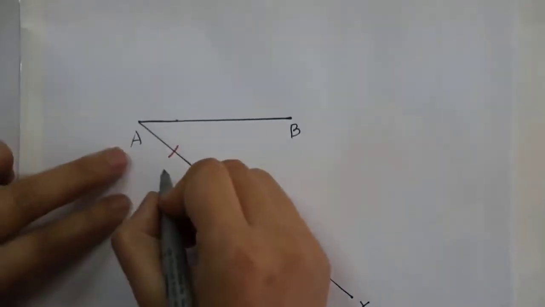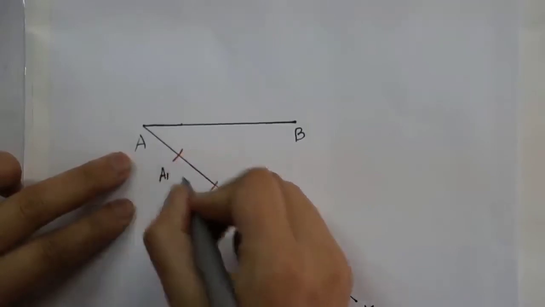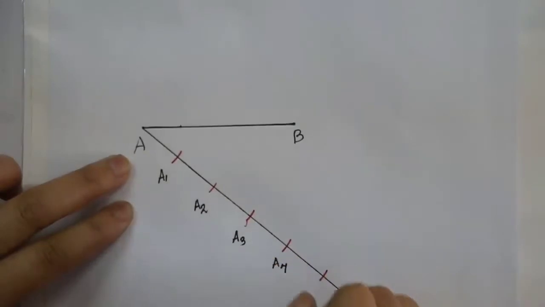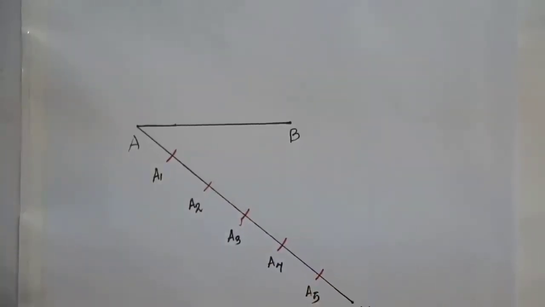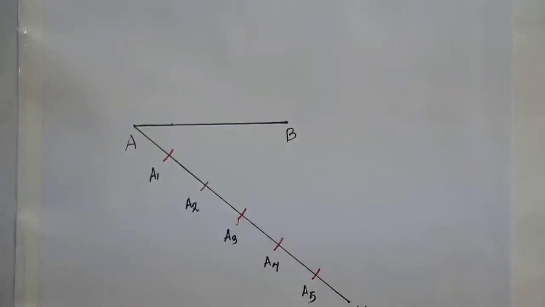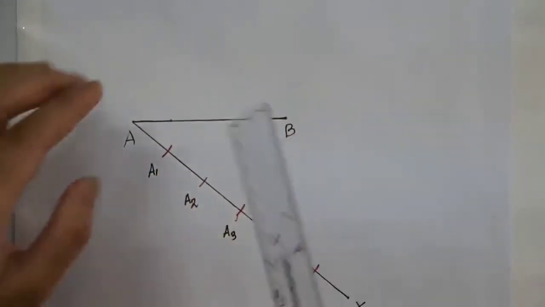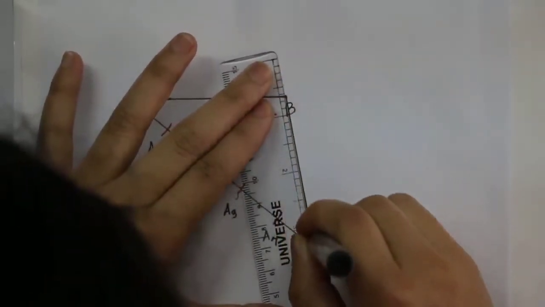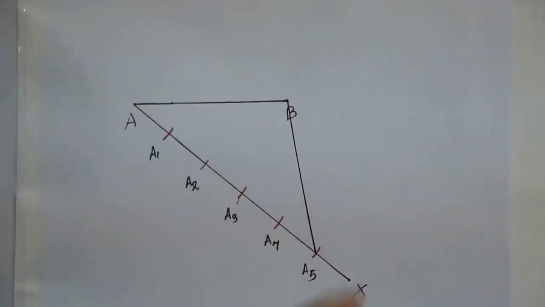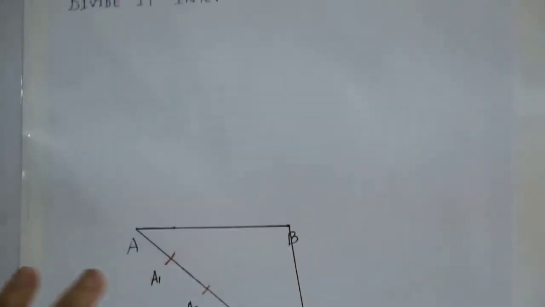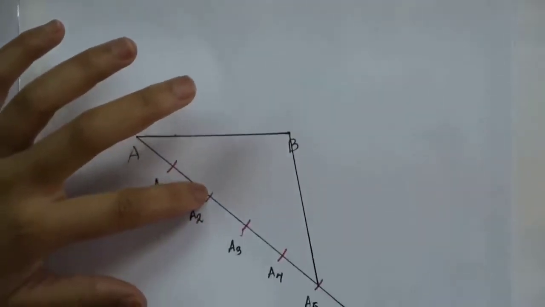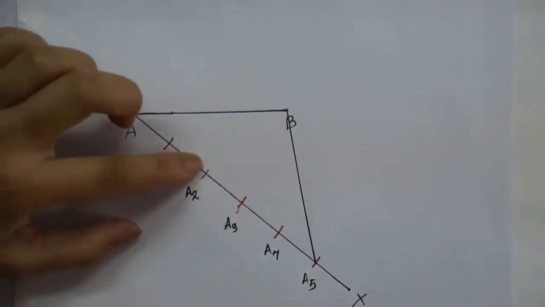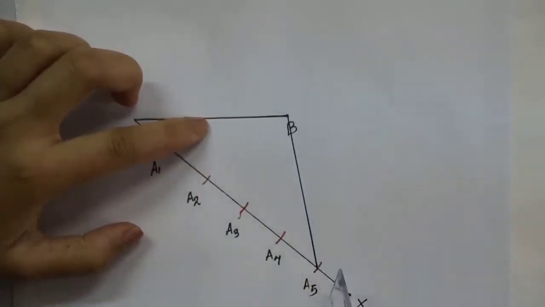Then call this one A1, this one A2, A3, A4, A5. Next step, you join B with A5. Now, you have to cut 2:3, right? So from A2, you join with a point on the line segment AB, but this line should be exactly parallel to BA5.